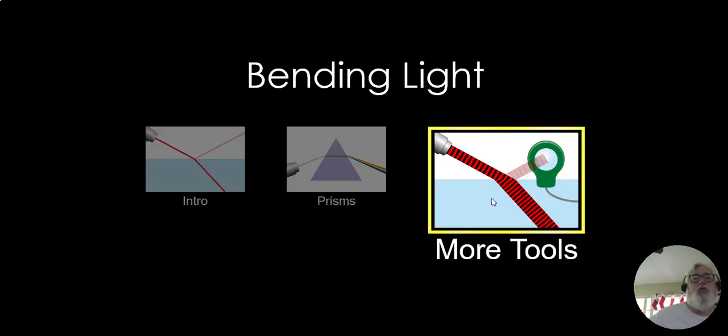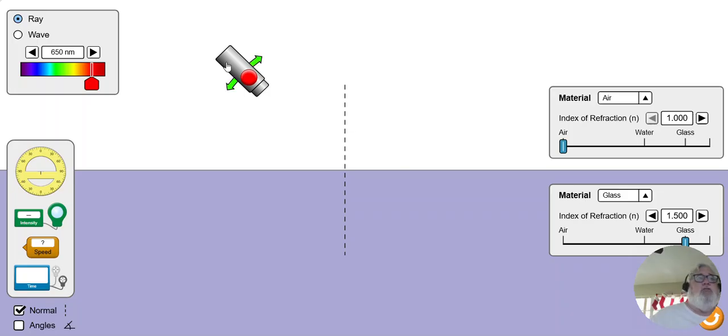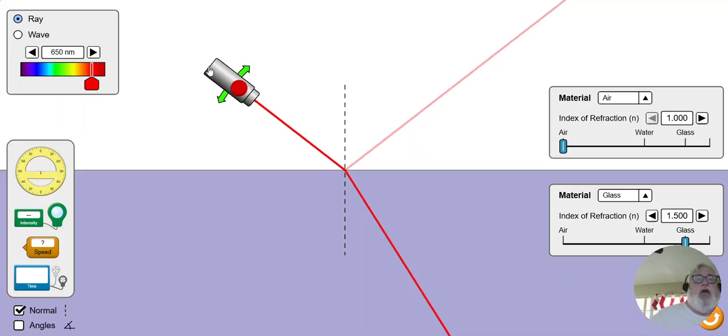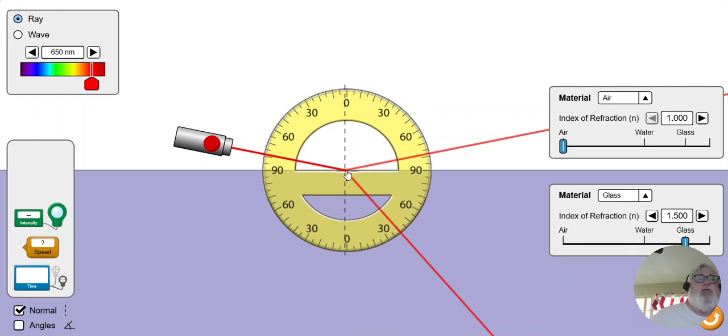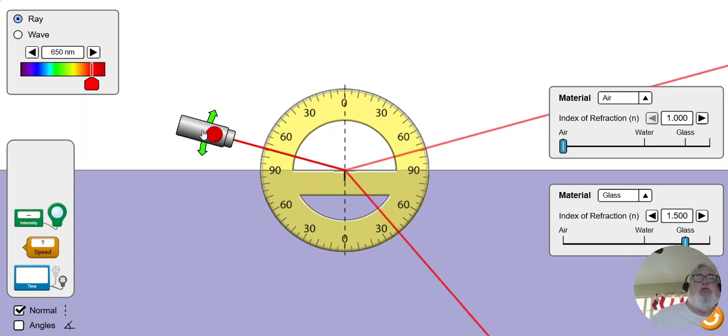Okay, here's your more tools. All right, now we have two different media here. Again, we have the reflection and refraction. We can take this here and start measuring angles.